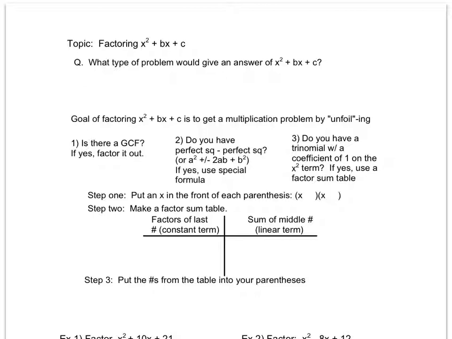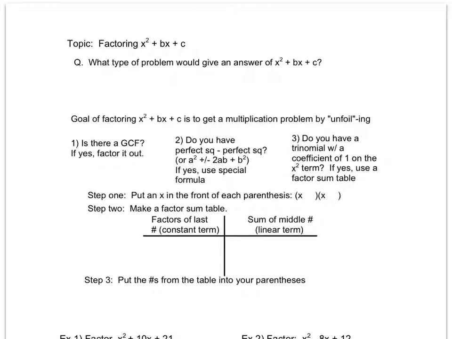I am very familiar with foiling, so I know when I foil, when I have a binomial times a binomial, this is what I get as my answer. So if we think that factoring, the goal is to get a multiplication problem, if I have a problem that looks like this and I'm asked to factor it, I know the answer I'm going to get is a binomial times a binomial. As I've said before, I'm going to give you guys a flow map that's going to show you what process you can be taking or should be taking when you're factoring.